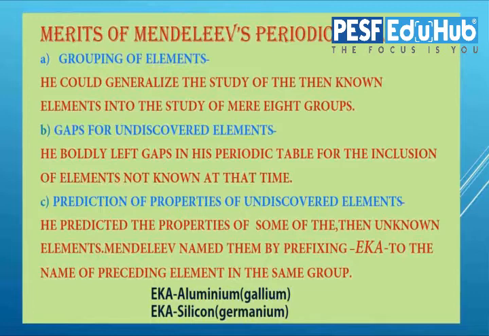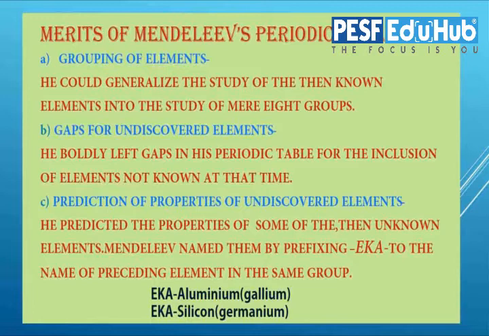Third point, the prediction of properties of undiscovered elements. Not only did he leave gaps for undiscovered elements, he also predicted their properties. As we have seen, elements with similar chemical properties were grouped in the same vertical columns. So, he could predict the properties of elements where he left the gaps.